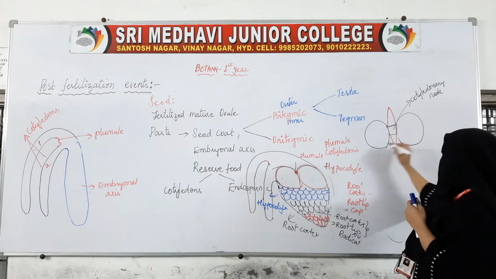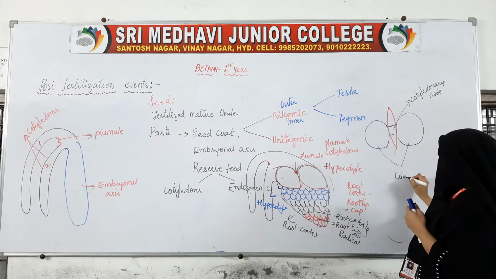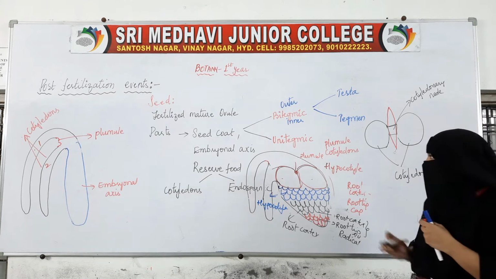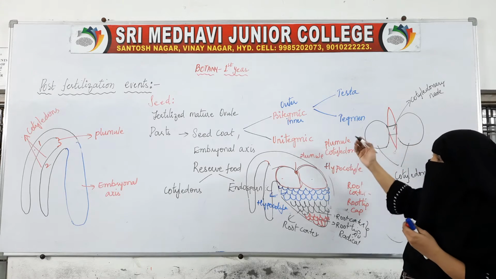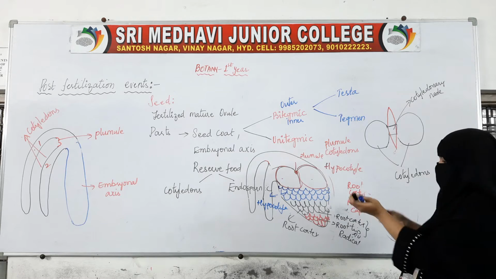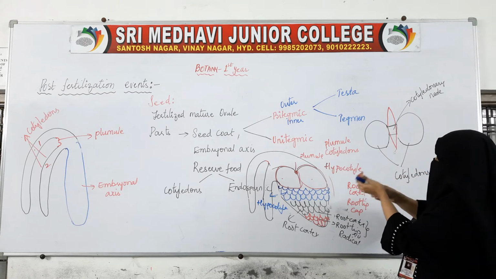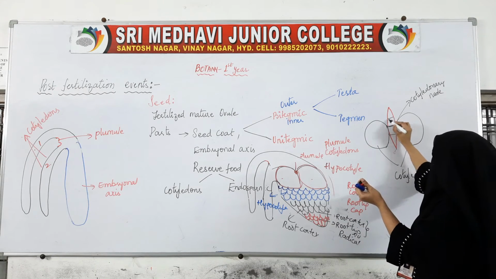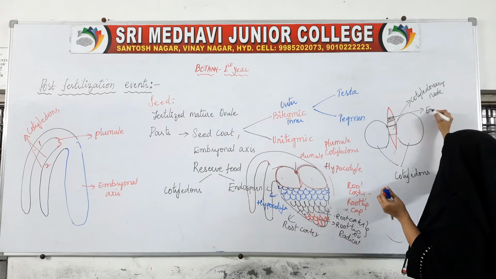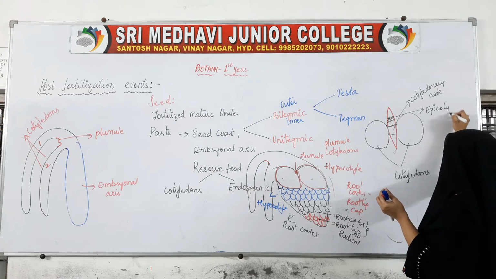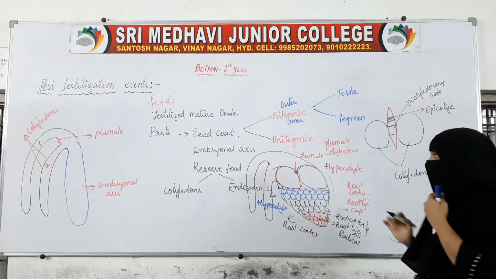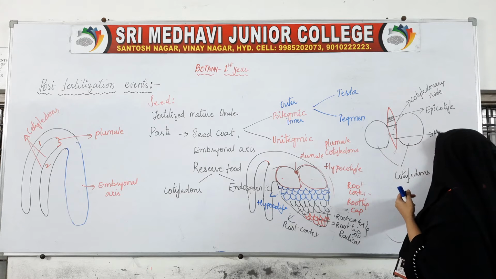Cotyledonary node, these two are the cotyledons, and the part above this cotyledonary node, this part which is just above the cotyledonary node, is called the epicotyl, and this part which is below this cotyledonary node is the hypocotyl.